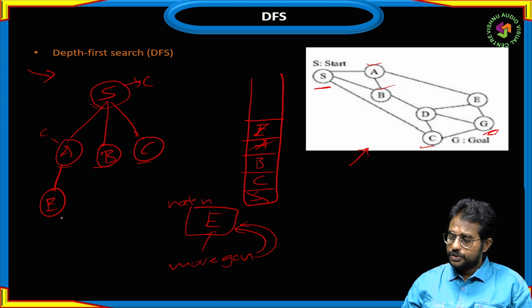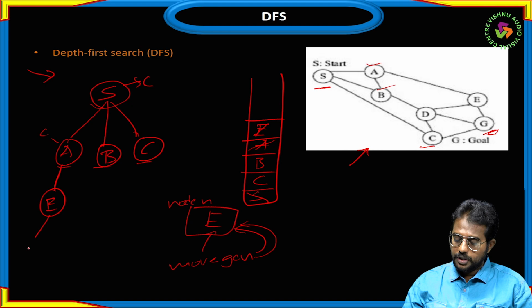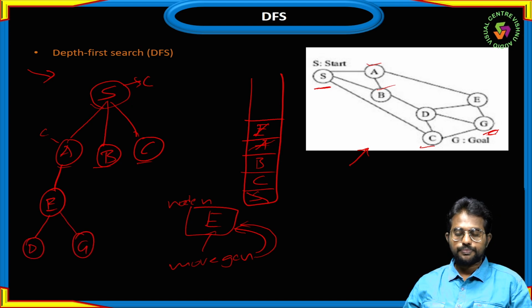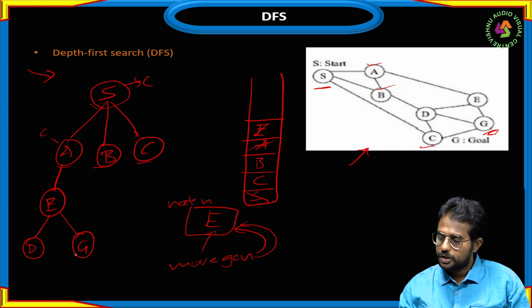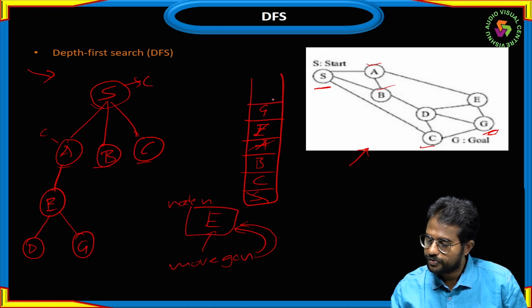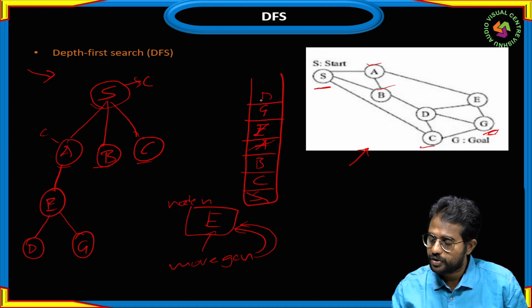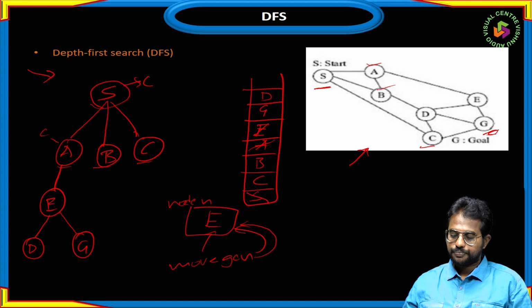D and G have to be added to the stack. So I am adding like this. First G will be inserted, and after that D will be inserted.